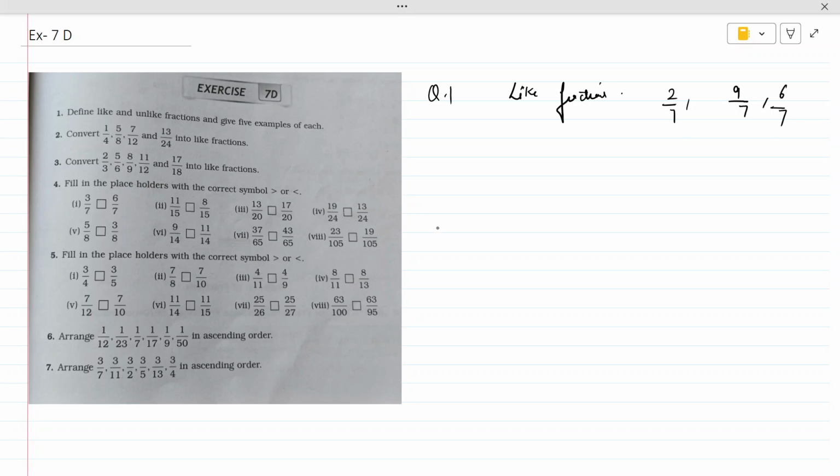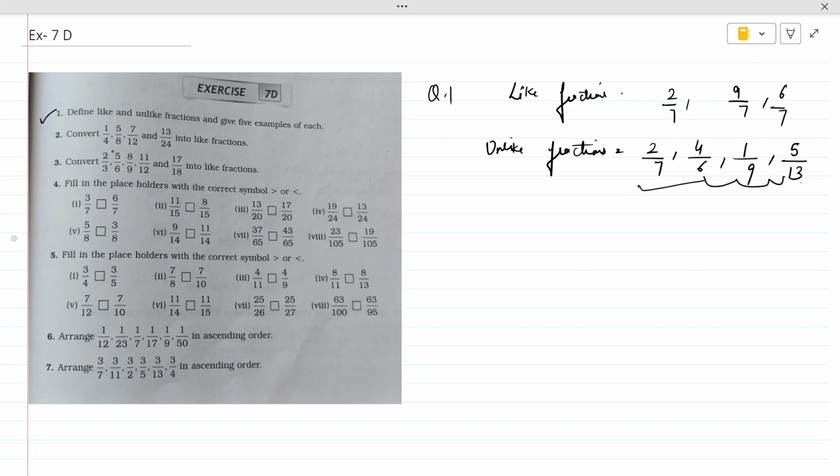Now similarly we have unlike fractions. They are the fractions which do not have same denominator. Example: 2 by 7, 4 by 6, 1 by 9, 5 by 13, right? All of them, the denominators are different, so they are unlike fractions, right? Now, the first one is done.